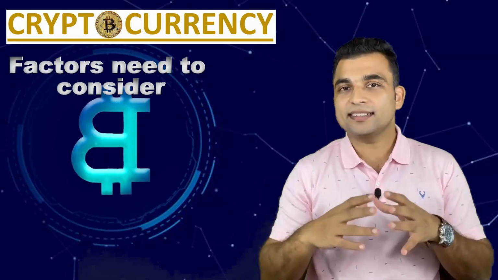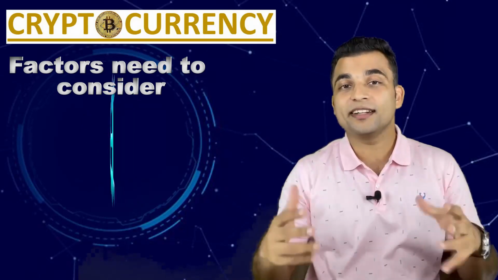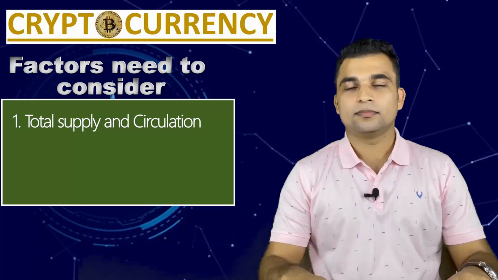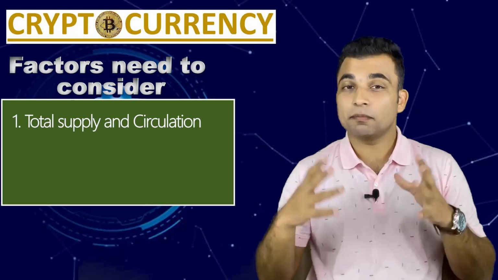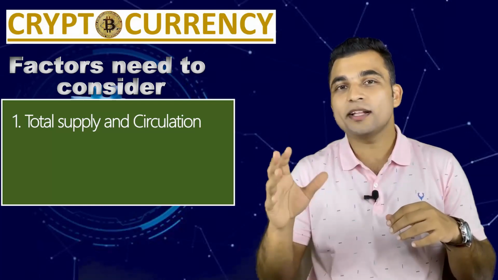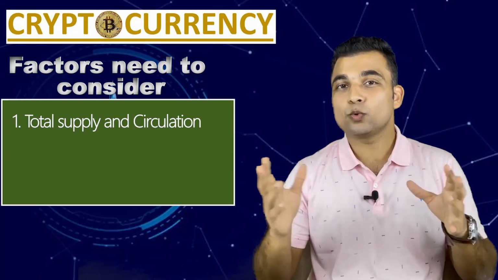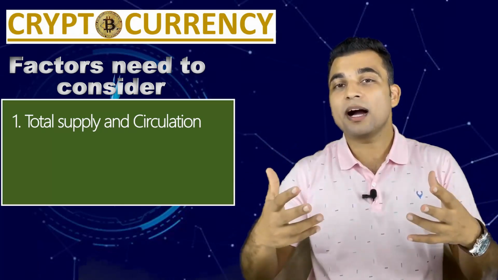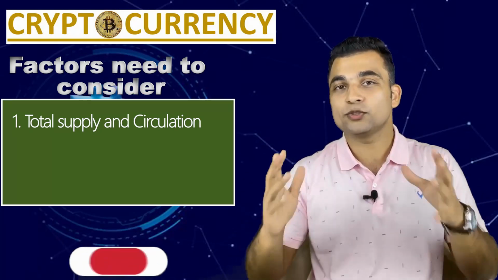Now, what are the factors that you need to look into before investing in cryptocurrency? The first one is total supply and circulation. Check the total supply that a particular coin can have. In case of Bitcoin, the maximum coins that can enter into a market is 21 million. But there are certain coins that can enter into the market in infinite numbers, which is not good.